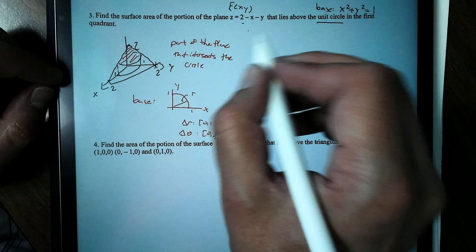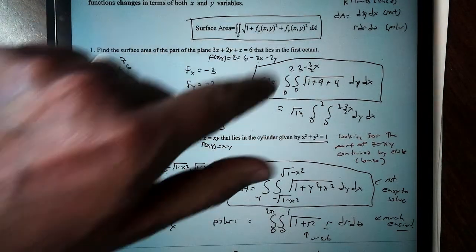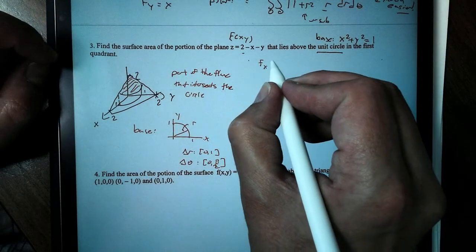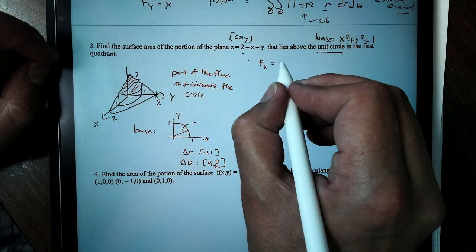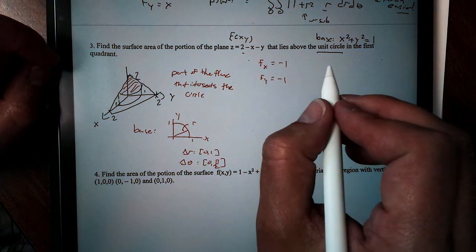So now we're going to get started. Remember my formula up here. We do need our partials with respect to x and y, so let's go ahead and get those. My partial with respect to x, it's already solved for z, so I don't have to. It's negative 1. My partial with respect to y is negative 1.